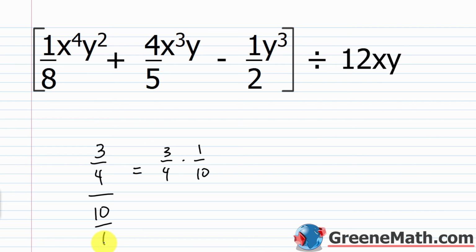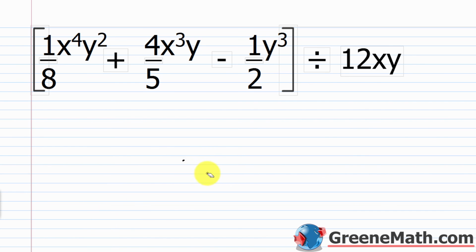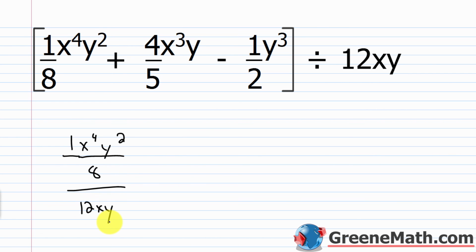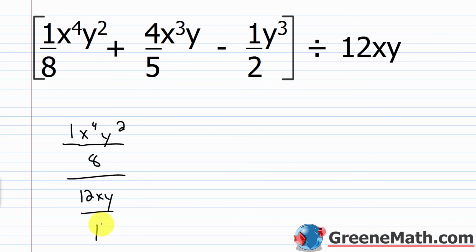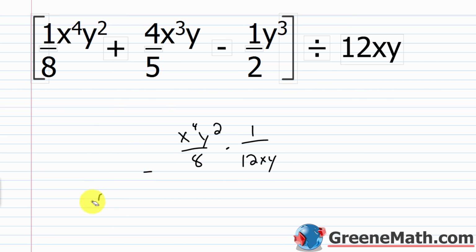So instead of sitting here and saying, okay, I have 1 x to the 4th power y squared over 8, and this is divided by 12xy, I know in the end I'm going to write this over 1, and this is going to be equal to x to the 4th power y squared over 8 times the reciprocal of this guy, which is 1 over 12xy. I can just start out and make this much simpler and write this as a multiplication problem.